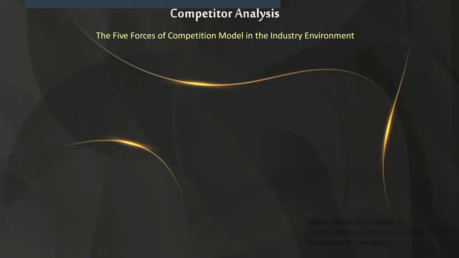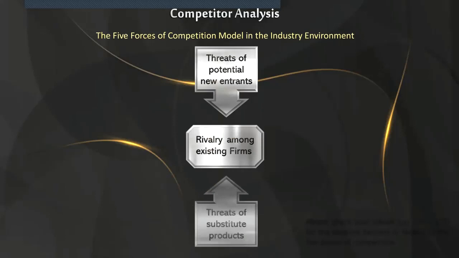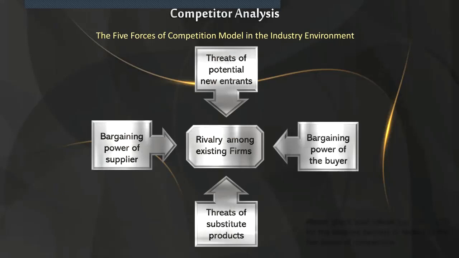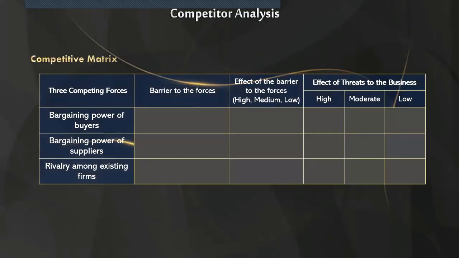The first one is rivalry among existing firms, threat of potential new entrants, threat of substitute product, bargaining power of supplier, and bargaining power of the buyer. So the expected output in competitor analysis is competitive matrix. It is somewhat the same sa katong segmentation matrix, but here focus siya sa competitor. By the way, please check your ebook pages 106 to 107 for the detailed barriers or factors to the 5 forces of competition. Now, what is competitive matrix?